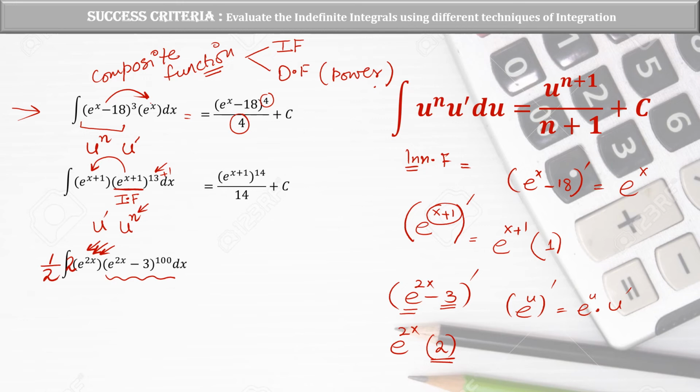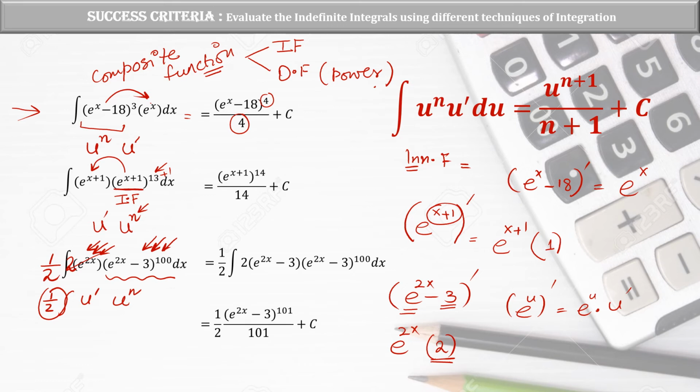Now what is here? You can see we have u prime, we have u to the power n, and there is 1 over 2 outside. So the answer will have 1 over 2, because it is outside the integral sign, as it is. In the answer, we won't write that u prime. We only attack the outer function. We write the inner function of the composite function, that is e to the power 2x minus 3. Add 1 to the 100, that is 101, over 101 plus c. But don't forget to write this 1 over 2 which is written outside the integral sign. And now multiply 2 times 101, and you will get 202 in the denominator.